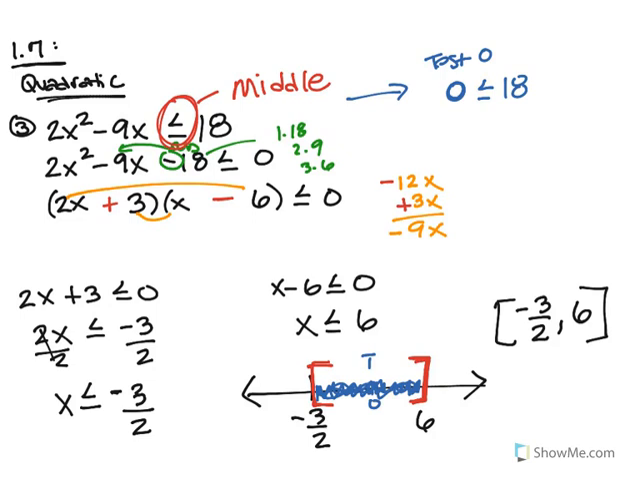Y'all good with number 3? Number 4. 3x squared plus x is greater than 4.